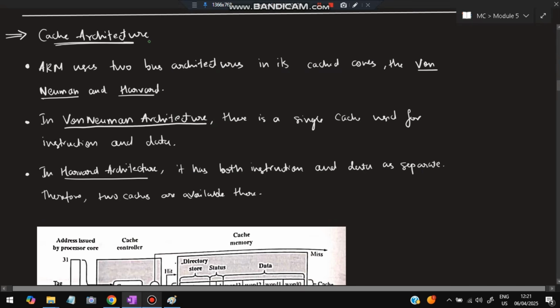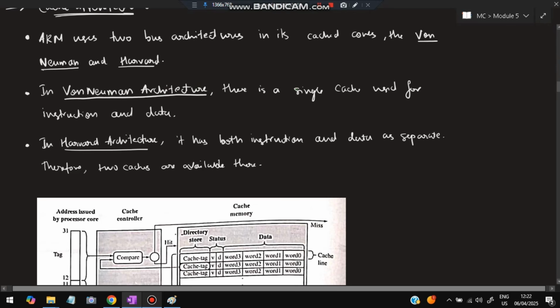The next topic is the cache architecture. Like we know about the cache, what is a cache? It will save us time fetching the data from the main memory. Instead of that, it will store it here. But how is it actually built? There are two architectures for that. One is the von Neumann and the second is the Harvard architecture. We will be using von Neumann. Most of the systems use von Neumann, but we need to know about the Harvard architecture as well.